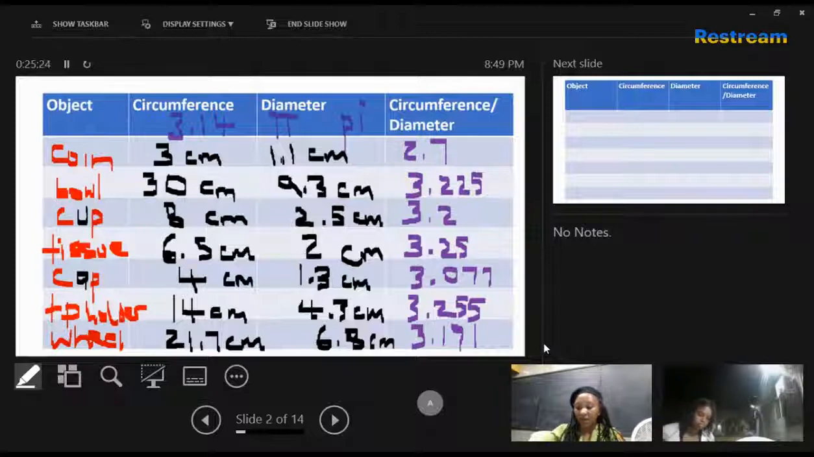All right, so that's all we're doing for tonight. We're just deriving pi. Remember, this is our formula class where we show how we derive formulas.